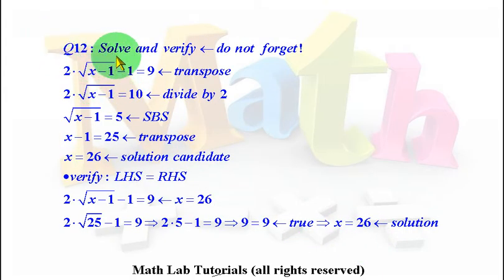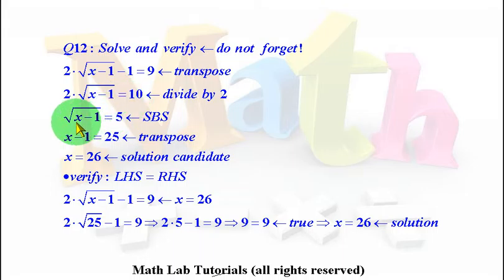Question 12, solve and verify. Do not forget to verify. On the left, we get 2 root x minus 1 equals 9. The first thing you want to do is transpose that negative 1 over to the right-hand side because you'd like to have the radical by itself on the left. So when you do that, you get 2 root x minus 1. And of course, 9 plus 1 is 10. And then you want to divide both sides by 2 to reduce the equation.